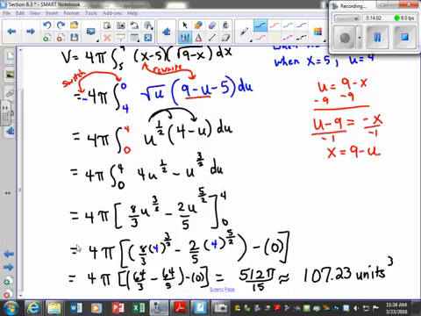Okay, and so we work our way through the rest of this. You can pause it and check your work, and we finally get to 107.23 units cubed. And that problem is about as painful as it gets.